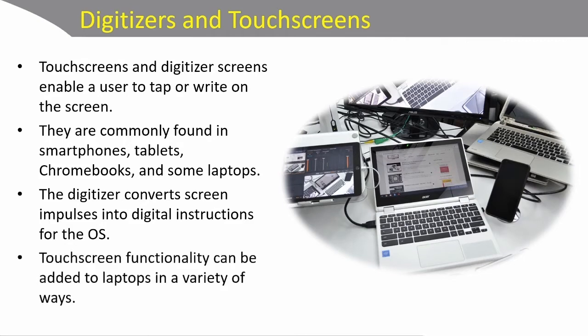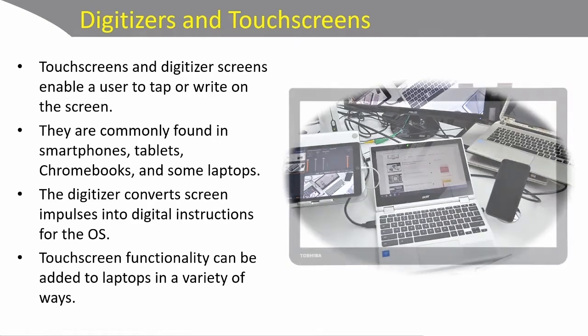And touchscreen functionality can be added to a laptop if it doesn't have it in a variety of ways. One, we can install a replacement screen and/or digitizer. And if you have an older laptop, you probably won't be able to do an all-in-one screen. But it could be that someone purchased a laptop, but they didn't go for the touchscreen capability, though it was available on that model. So you could always upgrade that screen. So in some cases, it's possible to get a replacement screen and digitizer.